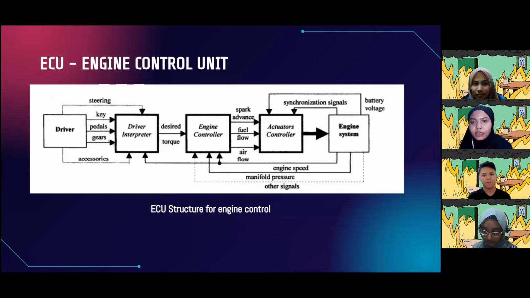Next is the ECU structure for engine control. As we can see, input will be given from the driver. Then data like steering control, key, pedals, gear, and accessories will pass to the driver interpreter. Then it will go to engine control. It will pass to the actuator controller, and last, the engine system will react to the input to give the output. Next, I will pass to Sarafina Nadia.